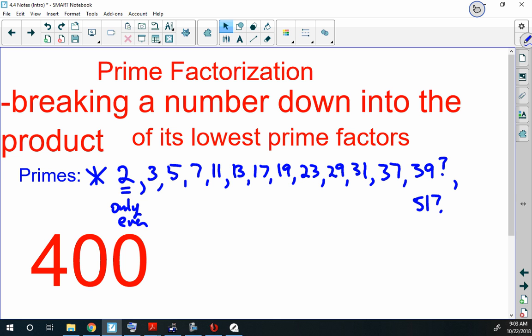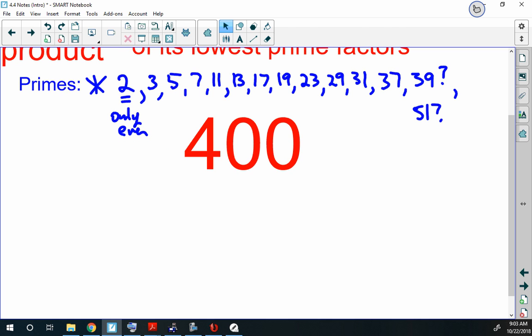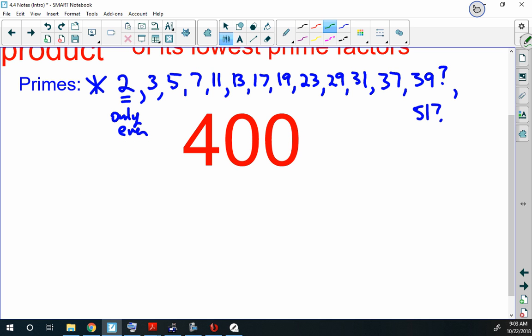All right, so what we're doing with this 400 then, we're going to try to break 400 down into the product of its primes. And I like to branch off. I like to go like this. I like to go, okay, 400 is 2 times what? 2 times 200. Cool. And what I like to do once I get my first prime number, I'm going to put it in a box. Just like that. So the 2 is prime. I can't break that down, but I'm going to break down the 200 now.